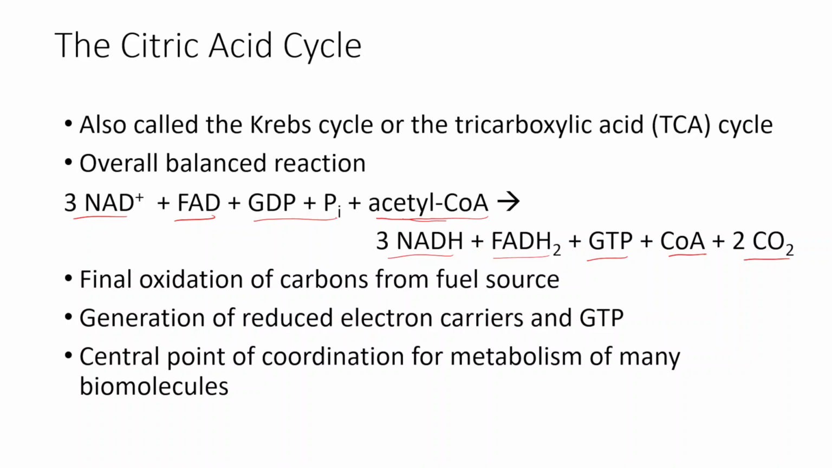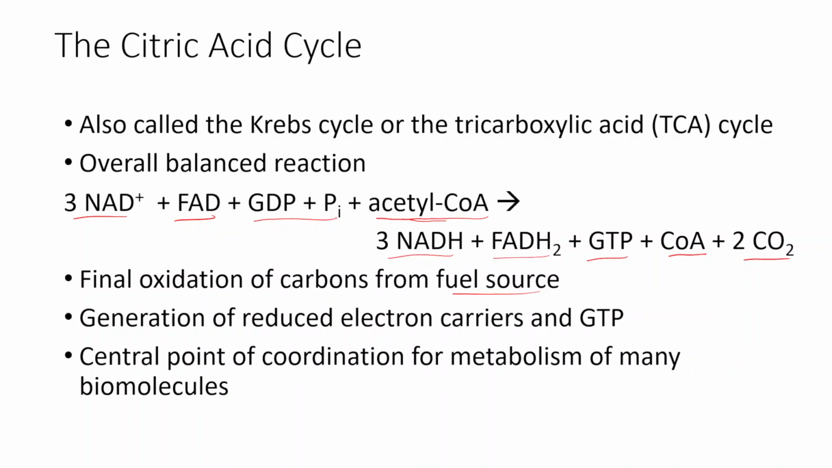So at this point, once the citric acid cycle is complete, we have the final oxidation of all the carbons from our fuel source, which in this class we'll be particularly discussing as glucose. But as we saw in that diagram at the beginning of our other video, proteins and fats can also enter at various points of the citric acid cycle as pyruvate, as acetyl-CoA, and as a couple of other intermediates. Like I mentioned, this is where we generate reduced electron carriers and GTP that can serve as sources of energy.